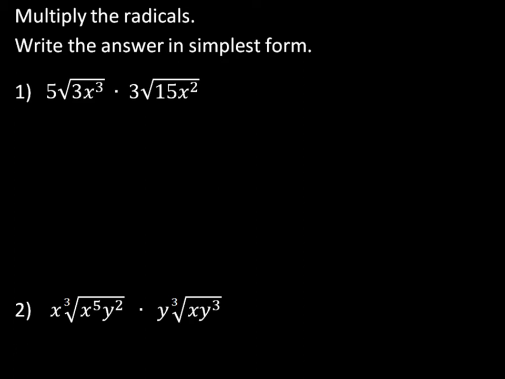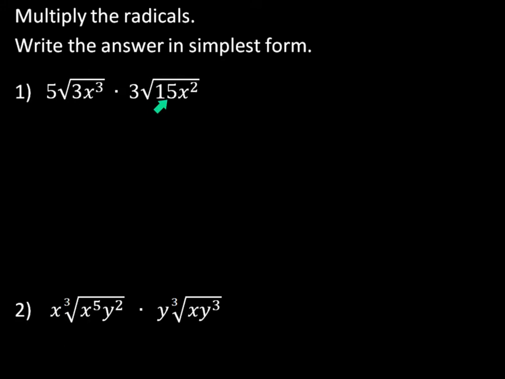Okay, so let's look at multiplying a few more radicals. If you look, this is a little bit different than the last video. This time we have numbers out in front, coefficients out front. So what do we do with that? Well, you're going to end up just multiplying the numbers out front, but we're still going to follow the first step, which is find the prime factorization of any of the numbers.